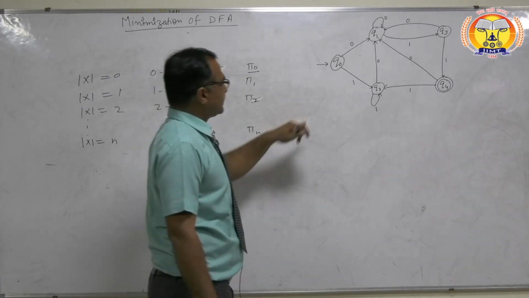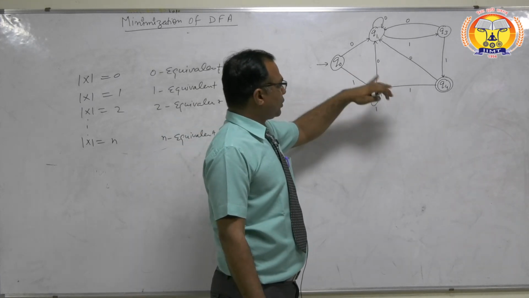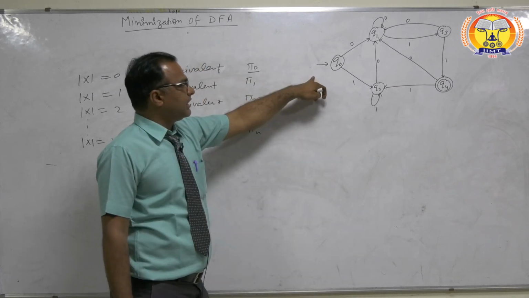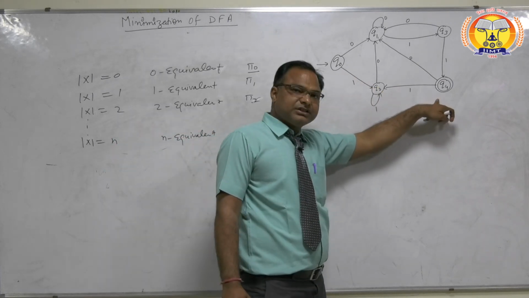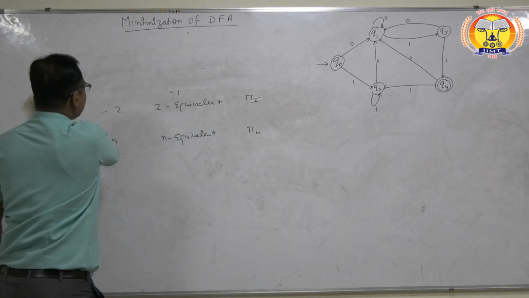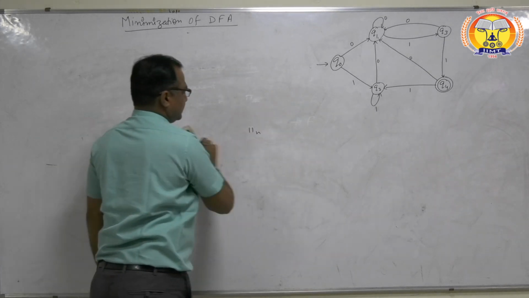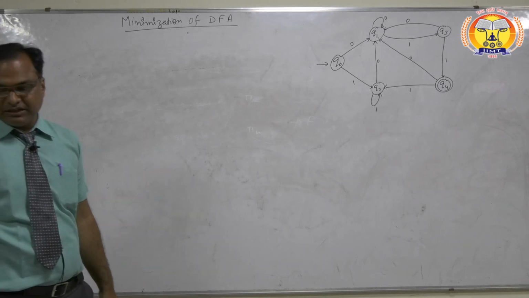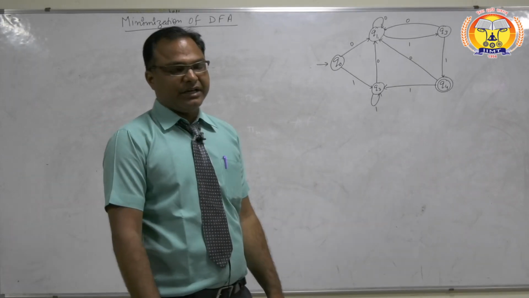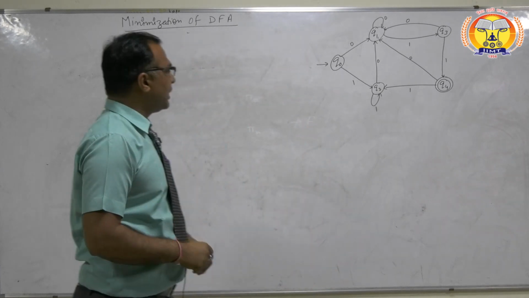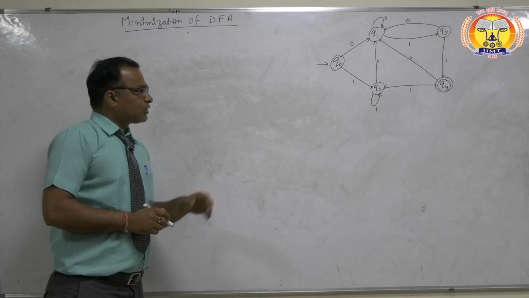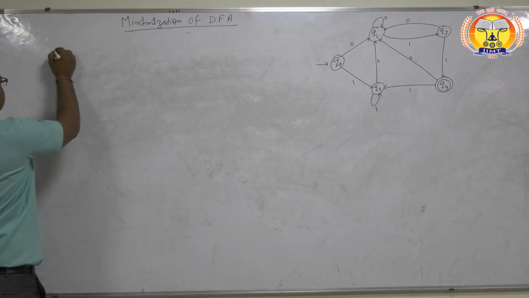Basically it has 5 states: Q0, Q1, Q2, Q3, Q4, in which Q0 is the initial state and Q4 is the final state, and we have to minimize the number of states in this DFA. So how can we minimize the number of states in this DFA? First of all, we have to calculate the zero equivalence. Zero equivalence means we have to calculate pi 0.